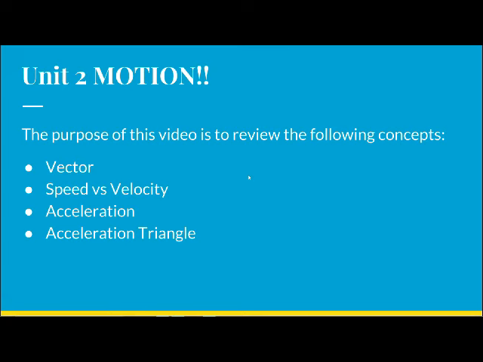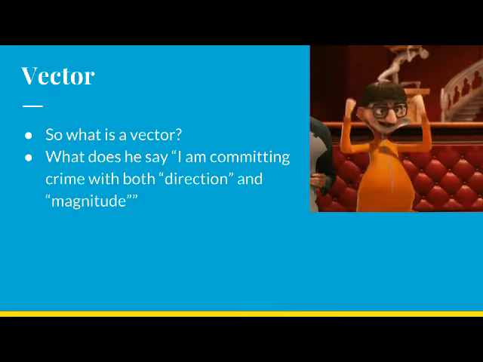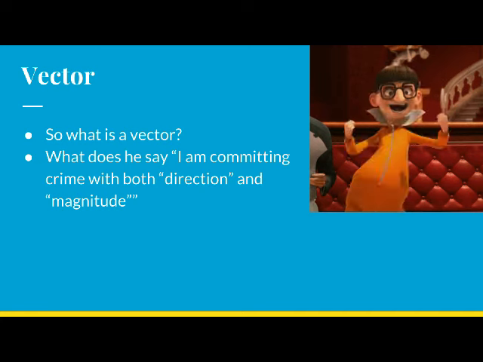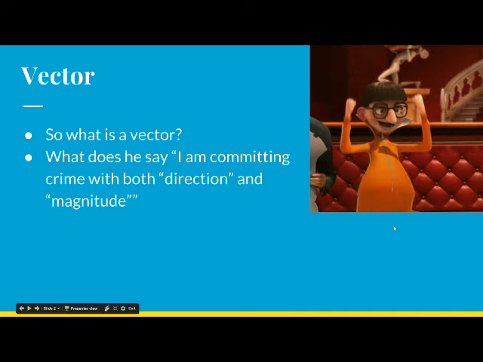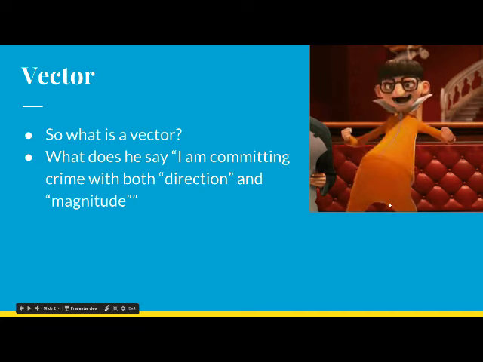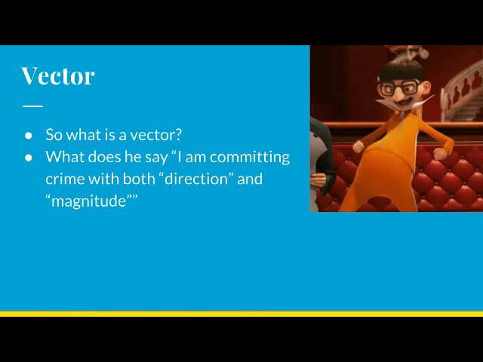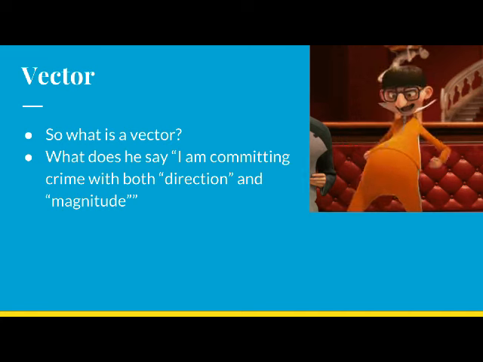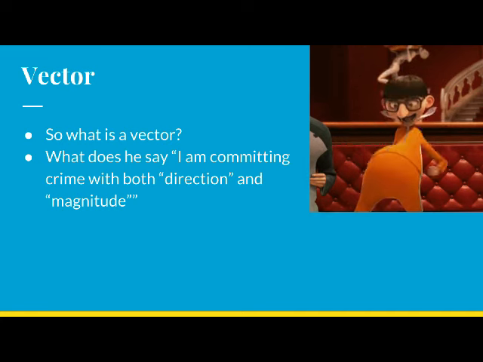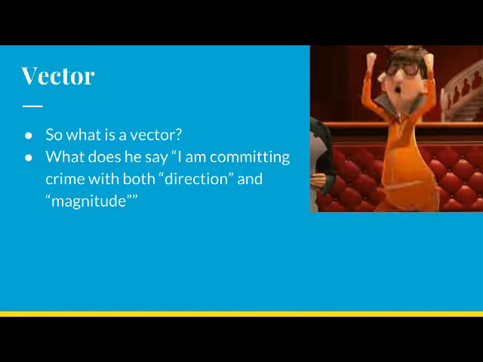Today we're going to be talking about vectors. What is a vector? Speed versus velocity, what's the difference? Acceleration, and then I'll show you a little bit about the acceleration triangle. So I think most of you are familiar with the concept of a vector from Despicable Me. This guy, his name was Vector, and he says, "I am committing crime with both direction and magnitude." Right? So that's totally the definition of vector right there.